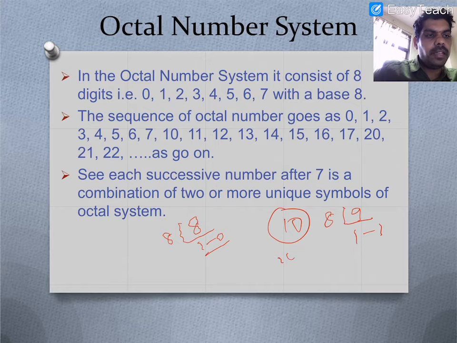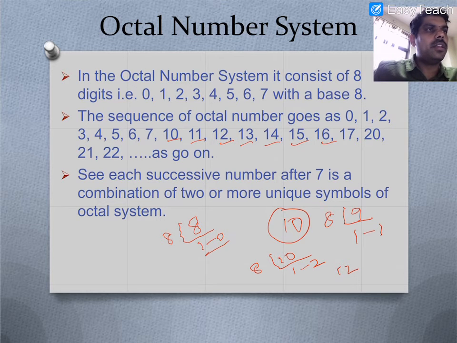And what is the representation for 10? Again 8 ones are 8, remainder 2. 1 2 is the representation for 10. See this, 8, 9, 10, 11, 12, 13, 14, like this. So these are the octal system.